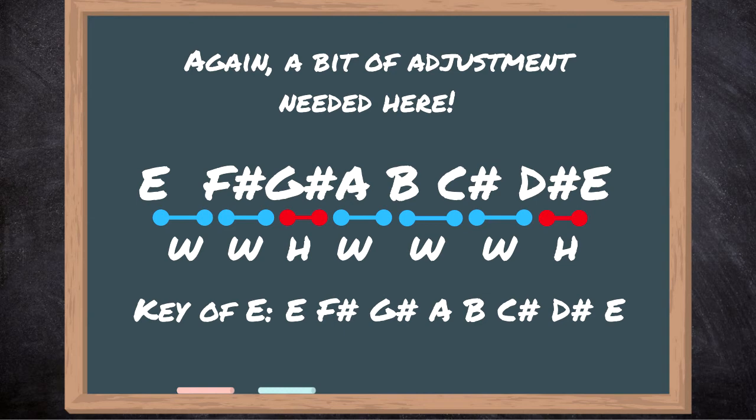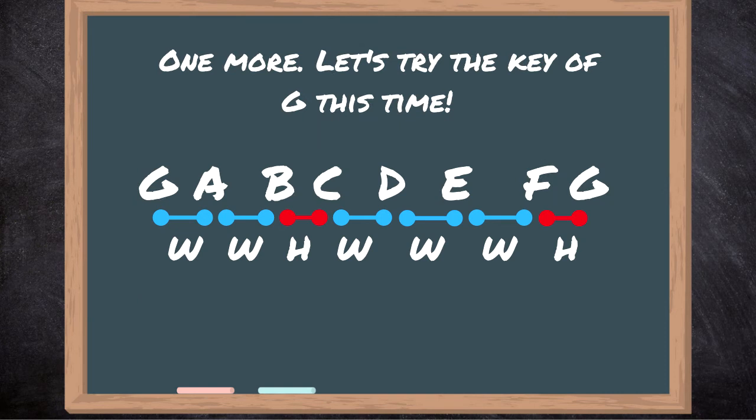So let's go ahead and try one more. How about the key of G? Again, write out your musical alphabet starting on G: G, A, B, C, D, E, F, G. We'll put in our major scale formula: whole, whole, half, whole, whole, whole, half. And we start down the road here.